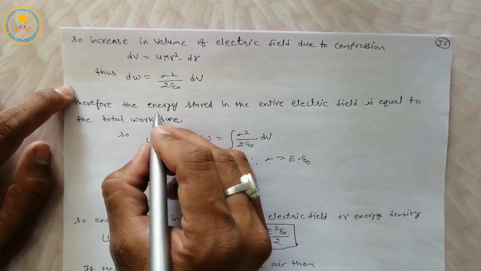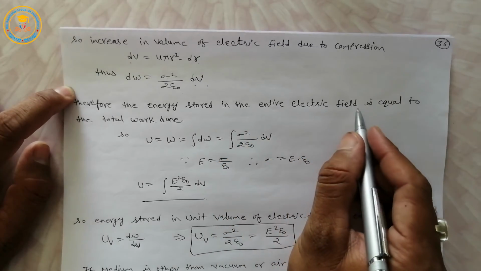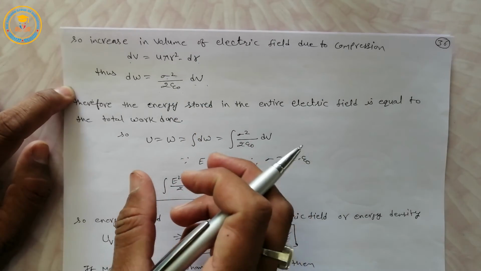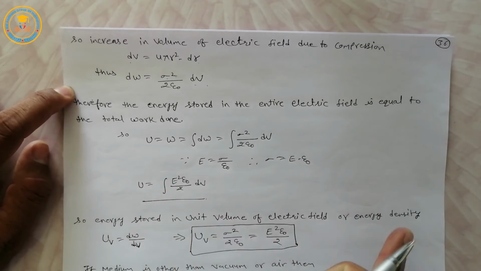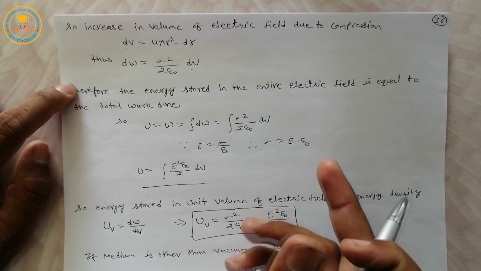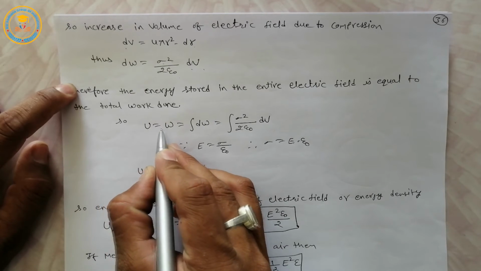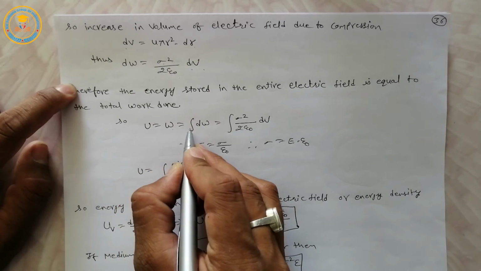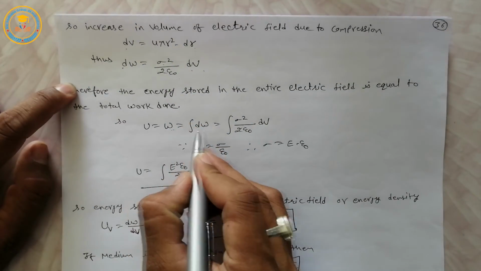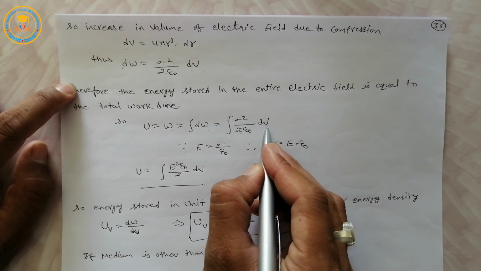Therefore the energy stored in the entire electric field is equal to the total work done. We know that according to the definition of energy, the energy stored in the electric field against the force is equal to the total work done against the force. So energy is equal to work done. The total work done is the integration of this equation: dW is equal to the integration of sigma square upon 2 epsilon naught dV.